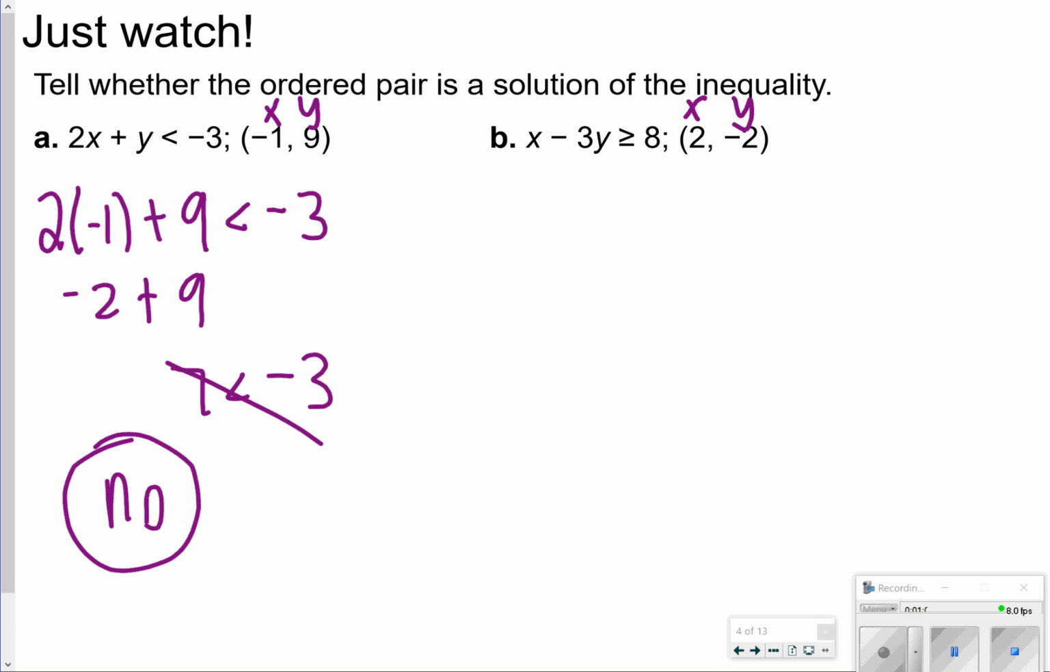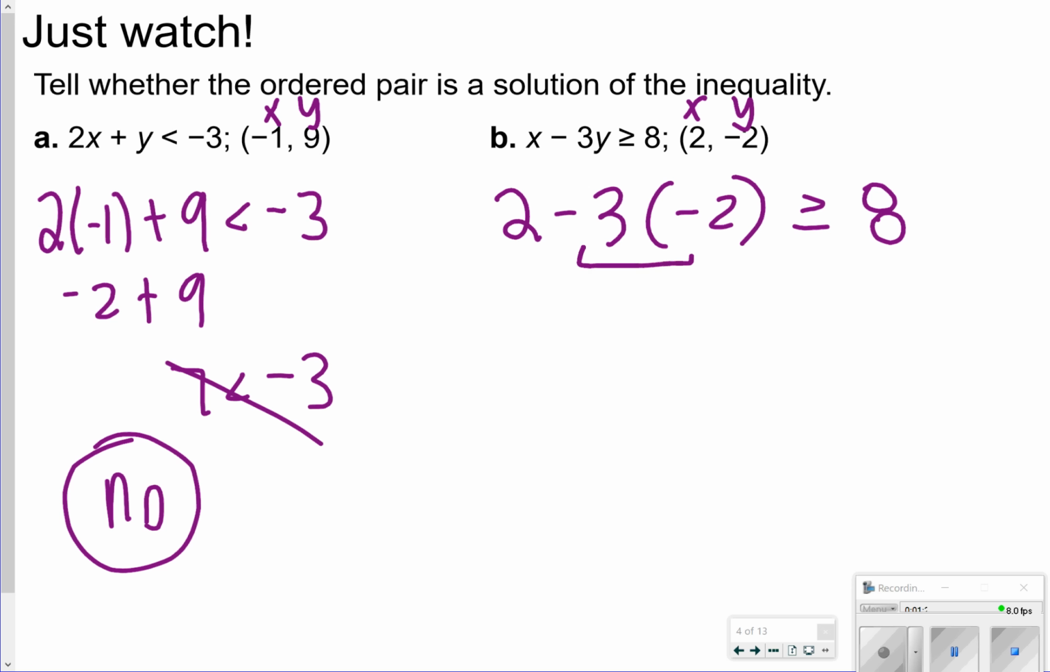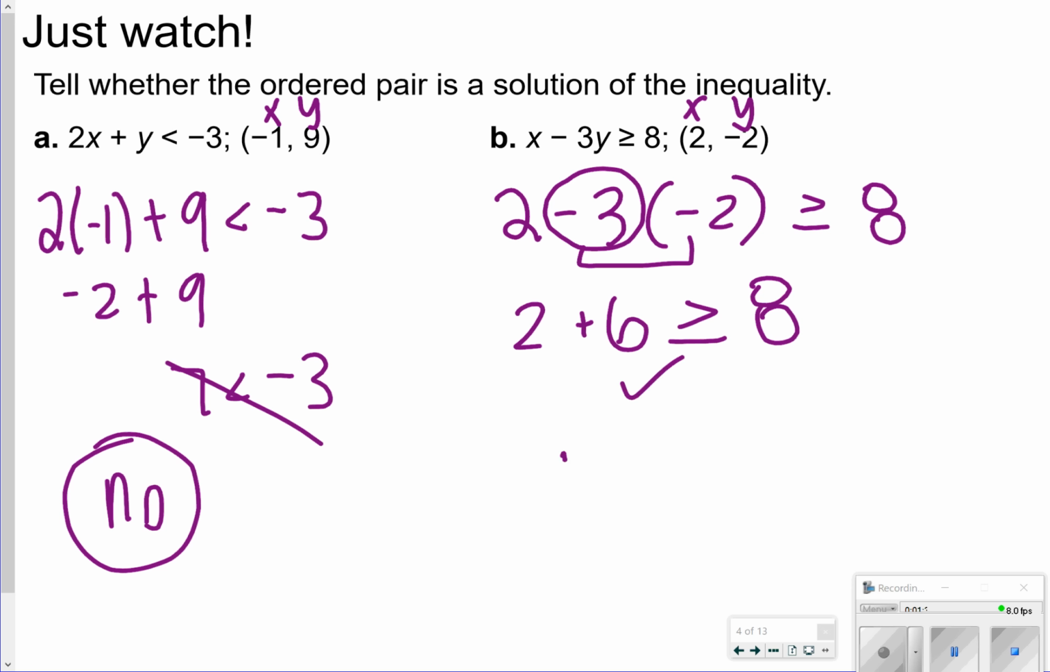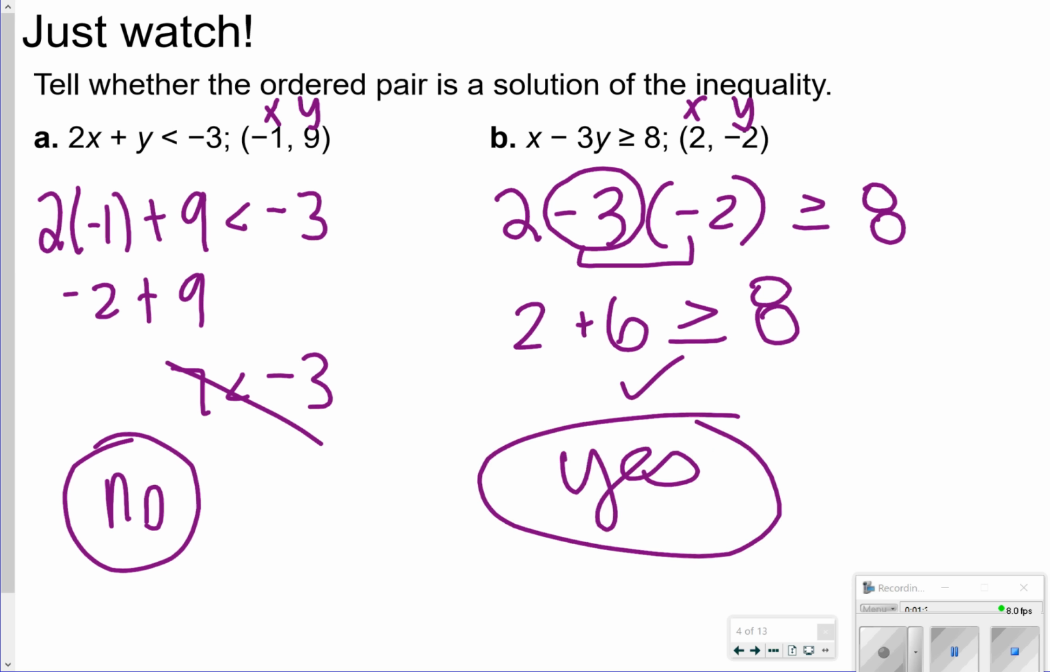And then let's also look over at letter B. Again, let's go ahead and plug in your x and y values. So I'll have 2 minus 3 times negative 2 is greater than or equal to 8. For the 3 minus negative 2, you could also say negative 3 minus negative 2. Either way you do it, it's going to change into a positive 6 regardless. I always like to look at the symbol right in front of it. So negative 3 times negative 2 is positive 6. So 2 plus 6, is that greater than or equal to 8? Yes. So I would say yes, that is a solution for letter B.